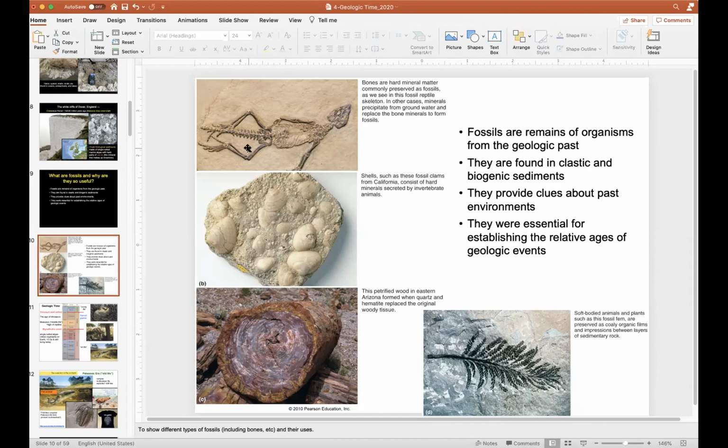We also, bones are the hard parts. So the hard shells and bones are the things that get preserved more frequently. What else do I want to say? I think that's it. I've said all that already, so I'm going to move on.